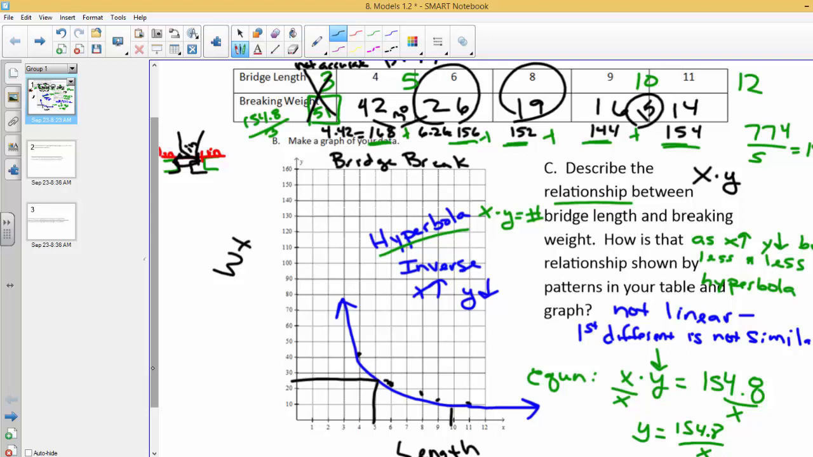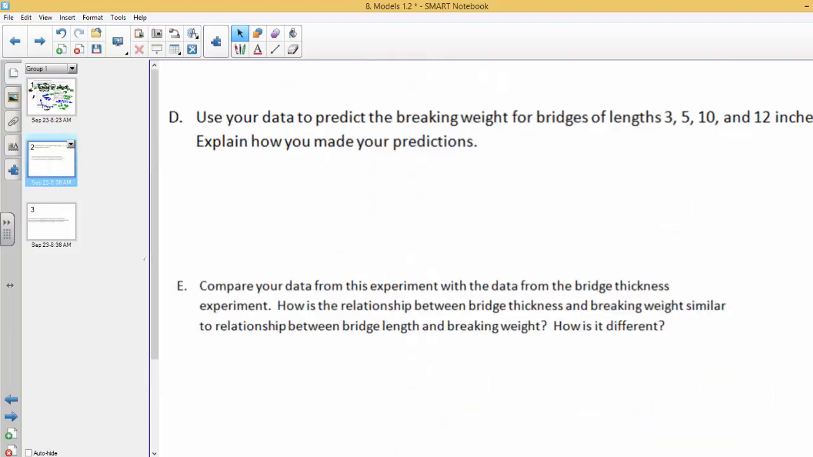And then 12 is probably going to be, since this is going down by 1, it's probably going to be 13-ish. Again, my graph's a little low. And if you do 154.8 divided by 12, you would get 12.9, which is super close to 13. So those are really good predictions. You can predict by guessing in the table, by following the graph, or by using your new equation.